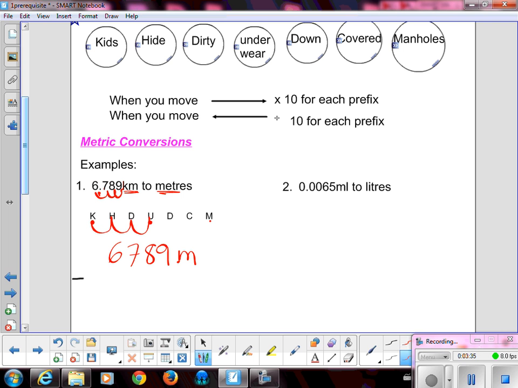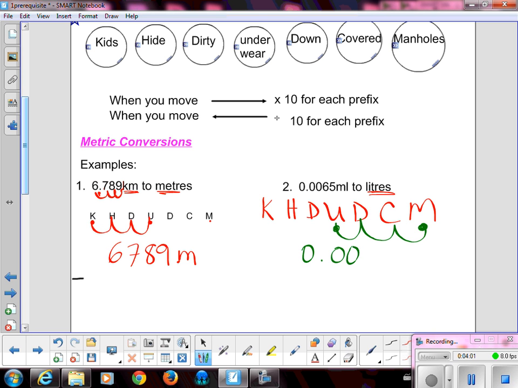Another example, this time the unit we're talking about is liters. So again, kids hide dirty underwear down covered manholes. And let's take a look. So liters, milliliters. So I'm here at milliliters, and I want to go to liters, which is a unit. So I'm moving 1, 2, 3. But notice I'm just going to bring this one down here for a second. I'm moving the decimal over 3 to the left.